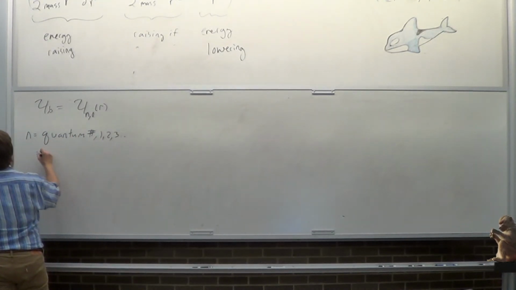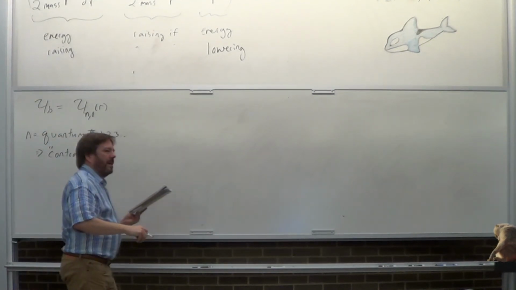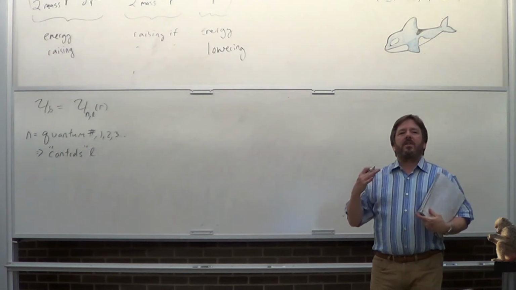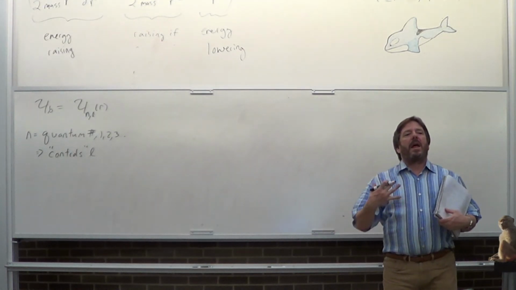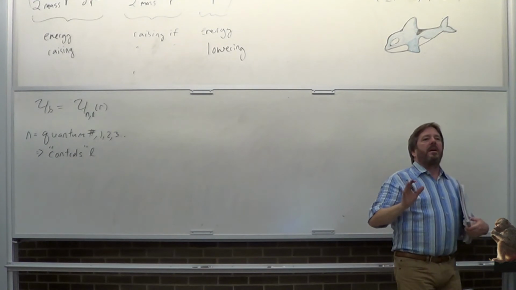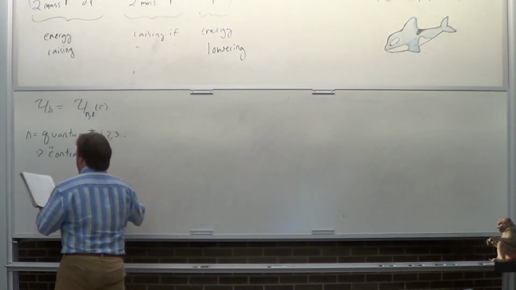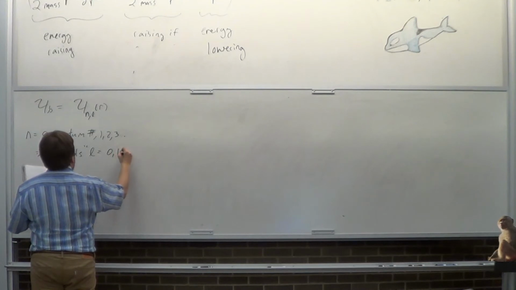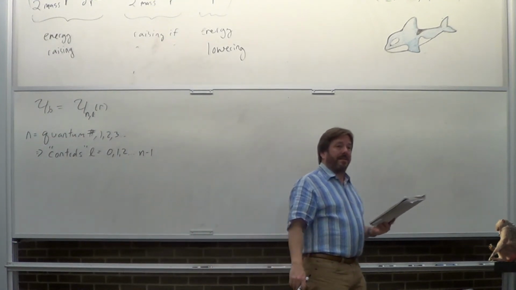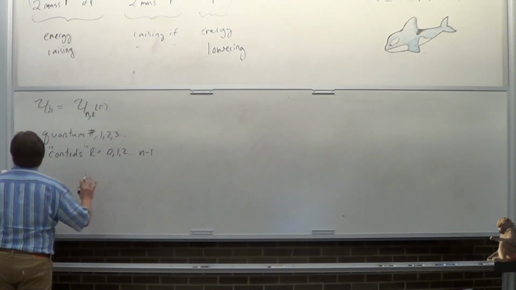Now n controls L, or L controls n, based on what I just said. When you solve this, you've got to specify what L is, and then it's tractable. You can't just do the differential equation with an unspecified L. That doesn't work. So in some ways, L controls n or n controls L, because what you end up with is L equal to 0, 1, 2, remember L equals 0 is S, up to n minus 1. So that's why the first row only has s states. Hydrogen, helium, there's only s states. But again, it's a little chicken or egg.